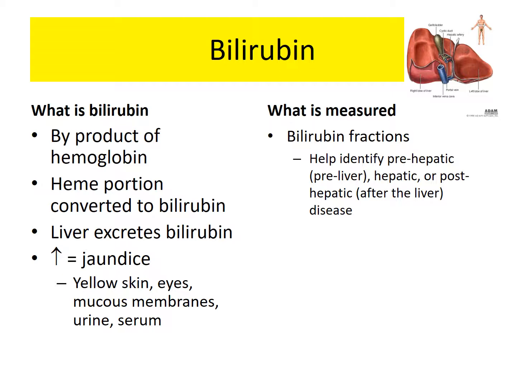The symptom of bilirubinemia is jaundice. When a person is jaundiced, we observe a yellowing of their skin, their eyes, their mucous membranes, and also in urine and in their serum. What is measured clinically are bilirubin fractions, and these fractions can help the clinician identify the source of the excess bilirubin. So again, is it prehepatic or pre-liver? That would be a case of excess red cell destruction. Is it due to liver disease, or is it post-hepatic? So something that's happening after the liver, such again as in a gallbladder situation.